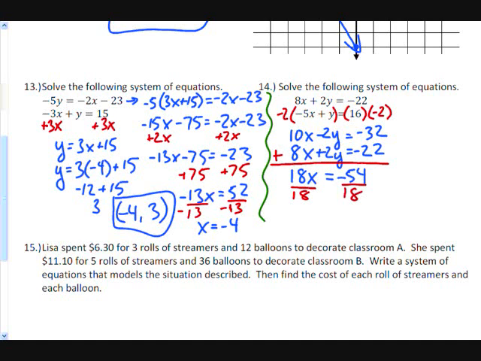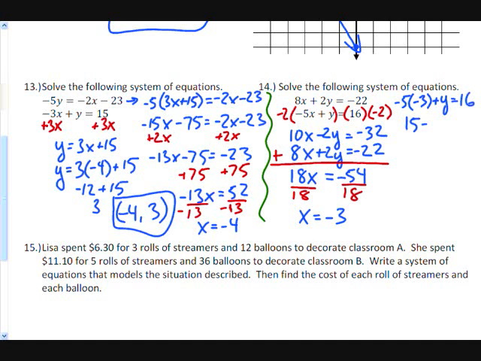And when I do that, I find out that x equals negative 3. But I'm not finished yet. I have to plug that back in to find y. I'm just going to plug it into the second equation. So I'm going to have negative 5 times negative 3 plus y equals 16. Now I just solve for y.